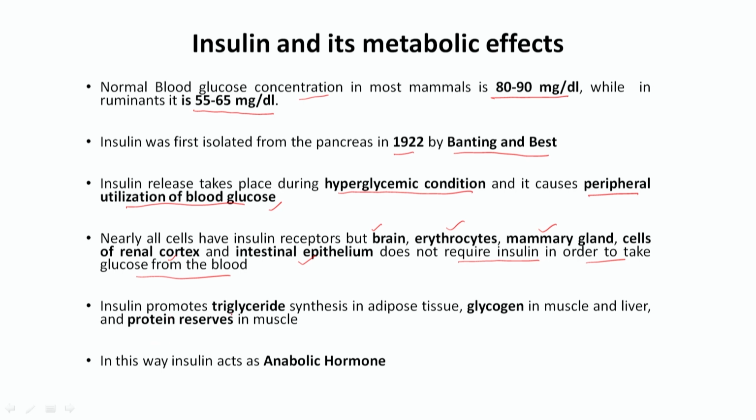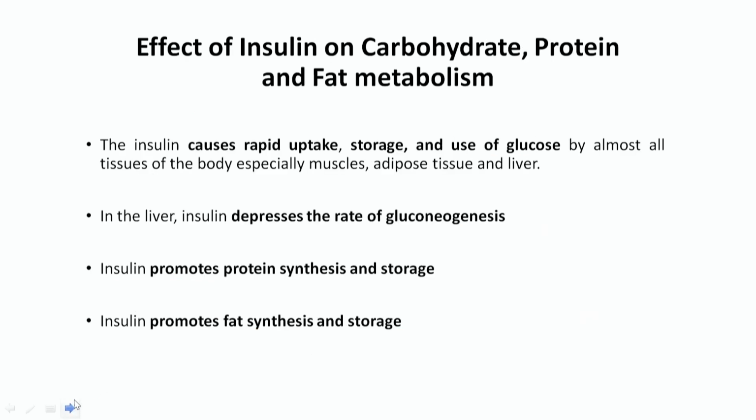Also insulin promotes triglyceride synthesis in the adipose tissue, glycogen synthesis in the muscle and the liver, and the protein reserve in the muscles. In this way insulin is called an anabolic hormone. Anabolic hormone means it will enhance triglyceride synthesis, enhance glycogen synthesis in the muscles and also help in the development of the protein reserve in the muscles. So that's why insulin is called an anabolic hormone.